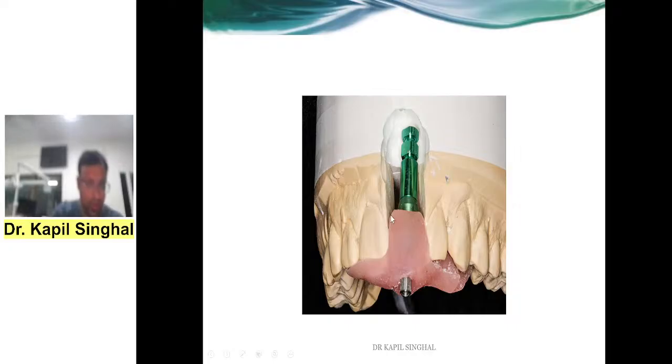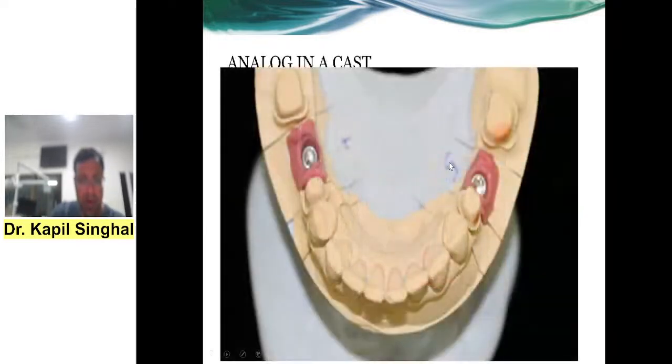So this is just to show you, I have sectioned a model. This lab analog, which is an implant replica, a copy of the implant, will come into the model exactly in the same place and same angulation where the implant is in the patient's mouth. So basically your lab analog is a replica of the implant. It comes into the model and works like an implant for the lab technician so that he can fabricate a prosthesis over it. So you'll have a working model like this.